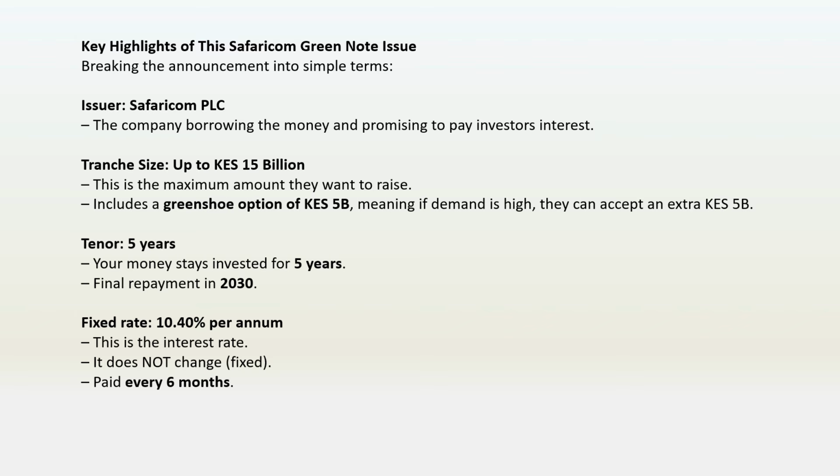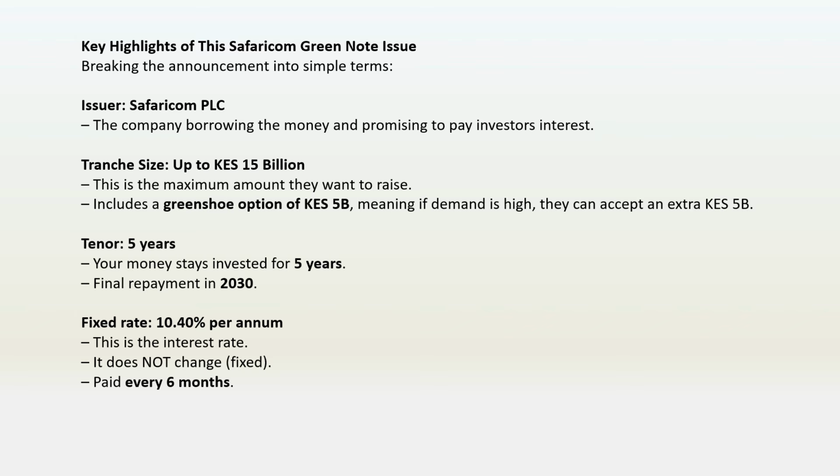However, it includes a green shoe option of 5 billion. What that means, if there is high demand, there is oversubscription, they can accept an extra 5 billion. Like what happened with EABR, it was oversubscribed, but they allocated everyone. Tenor is 5 years. So your money stays invested for 5 years by Safaricom. Then you receive your money back in 2030.